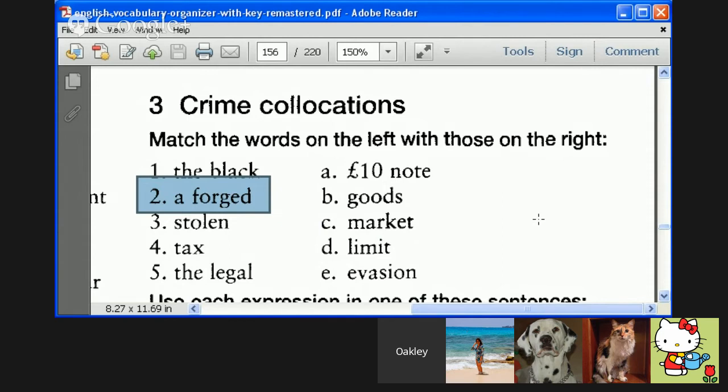Okay, forged. Let me help you out. Forged goods would almost make sense, like counterfeit goods or fake goods. But we never collocate it that way. We always use forged for money. A forged $100 bill, a forged banknote, forged money.